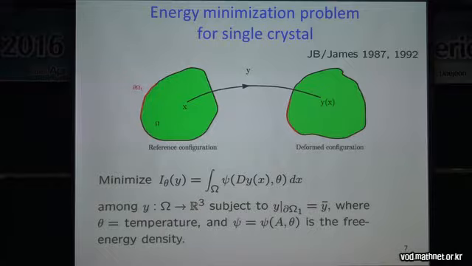And you'd like to try to find such a deformation that minimizes this integral, subject to some boundary conditions. For example, there might be one part of the boundary, which is drawn here in red, d omega 1, and on d omega 1 you might specify that y is a given mapping y bar. Here theta is the temperature, and c is the free energy density. Okay, so what properties should the free energy density have?